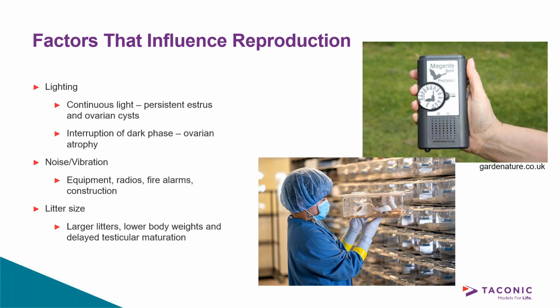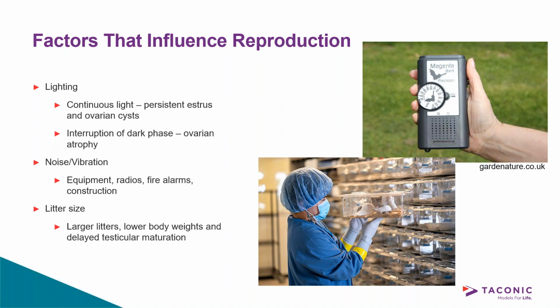So lighting is a big one. Certainly there have been papers that have reported both continuous light and interrupting the light having an effect on the ovaries. And if you have ovarian atrophy, which is basically loss of that tissue, then you can imagine they would have trouble getting pregnant and having pups after that.